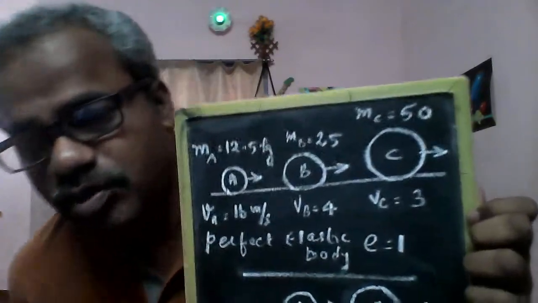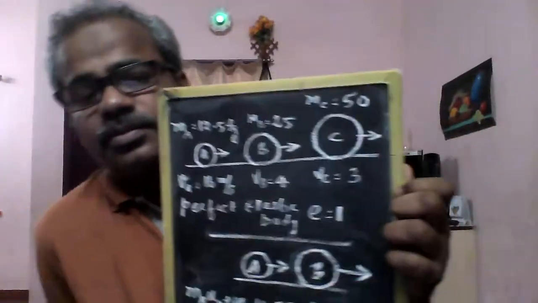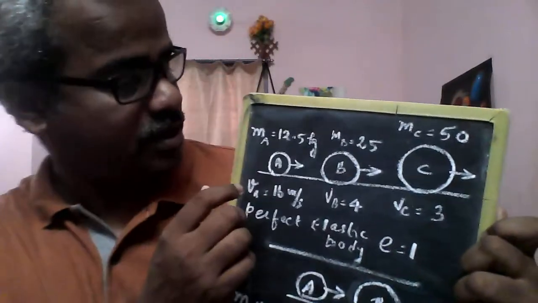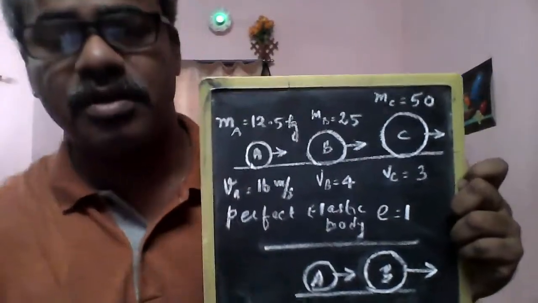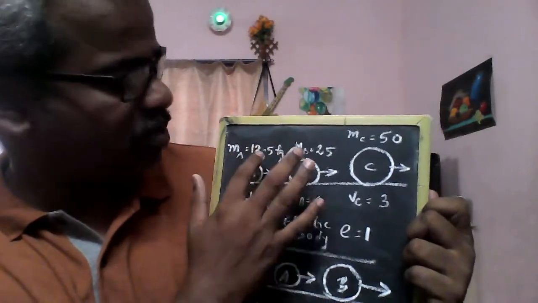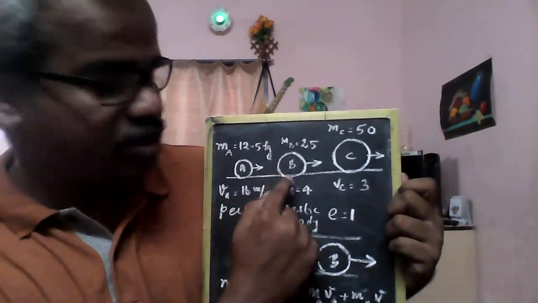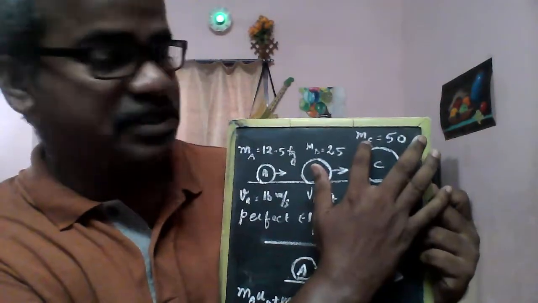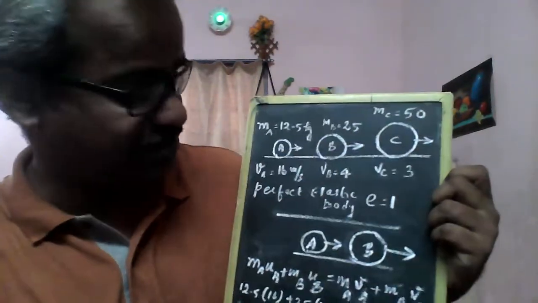So you look at the problem. Here I have body A, having a mass of 12.5 kg. Body B having a mass of 25 kg. Body C having a mass of 50 kg.